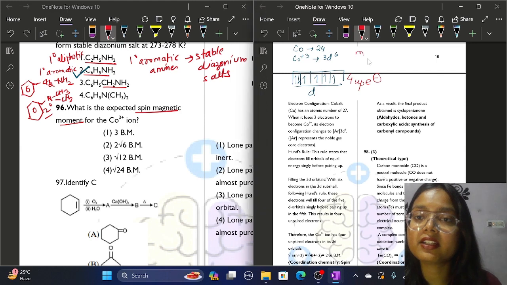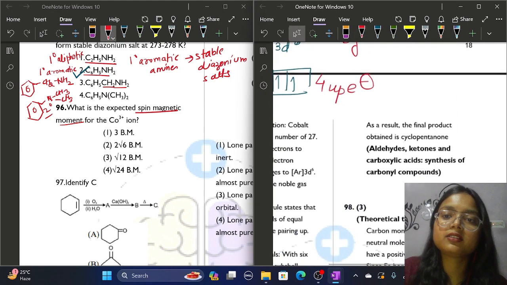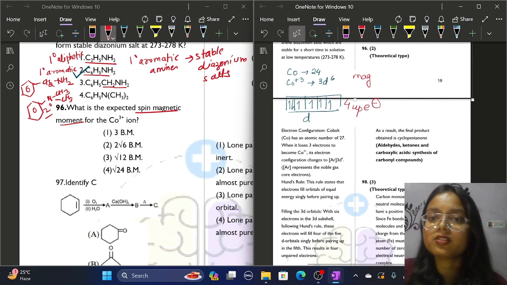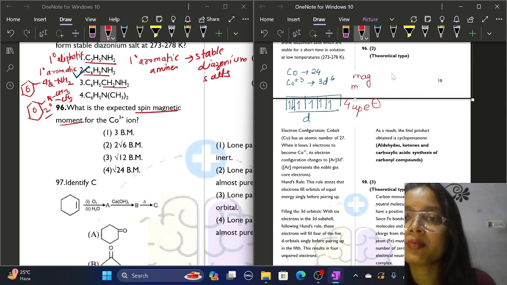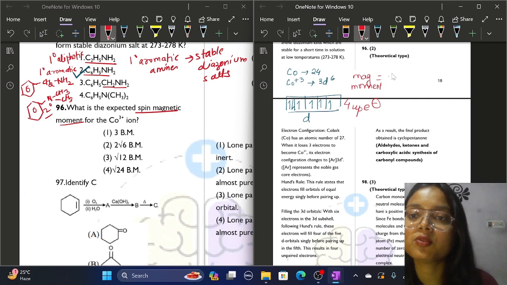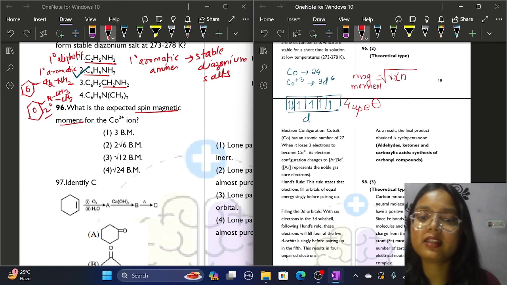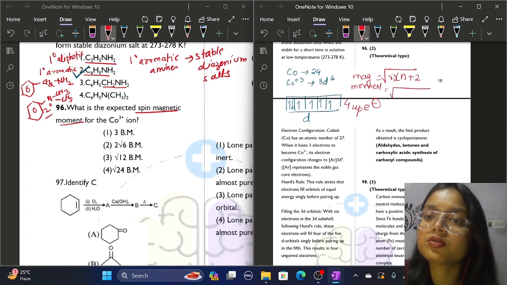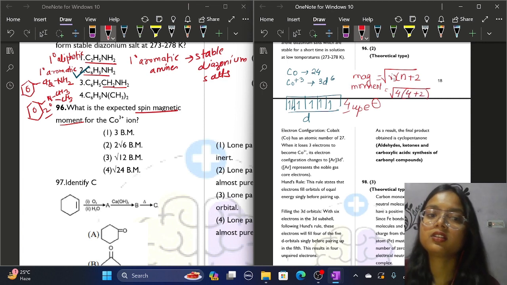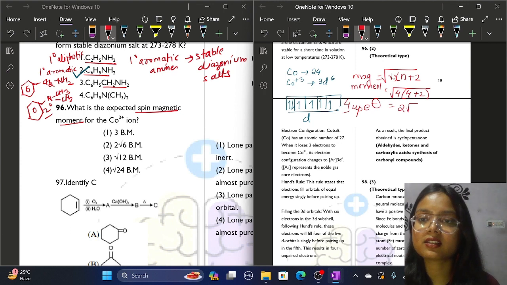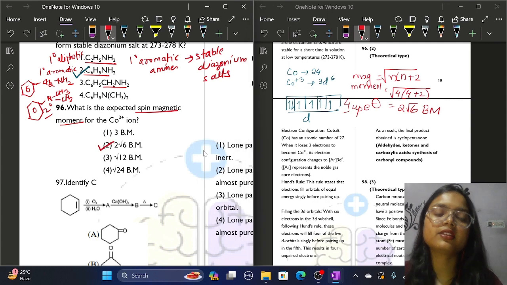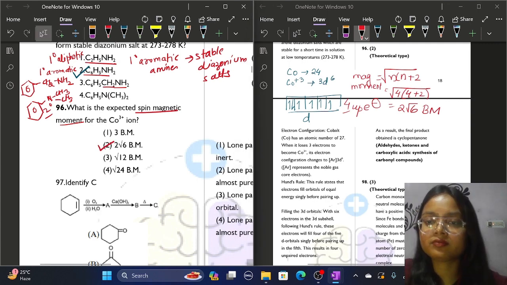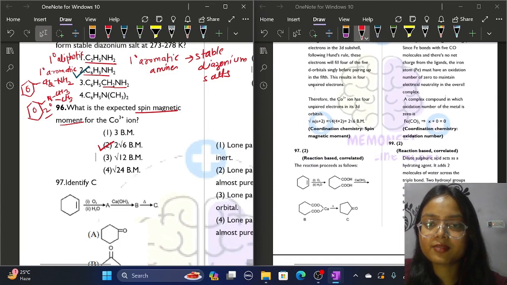So we know that magnetic moment follows the formula root under n(n+2), right? So we have 4 unpaired electrons, so n will be 4. 4 plus 2, which means that the answer is 2 root 6 Bohr magneton. Okay, so the second one is the correct option. Let's move on to the next question.